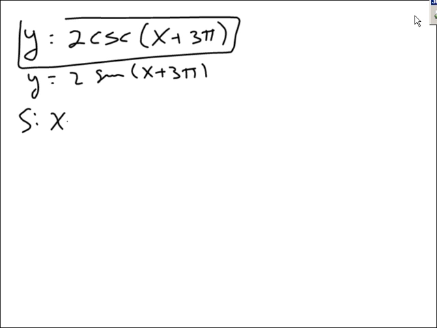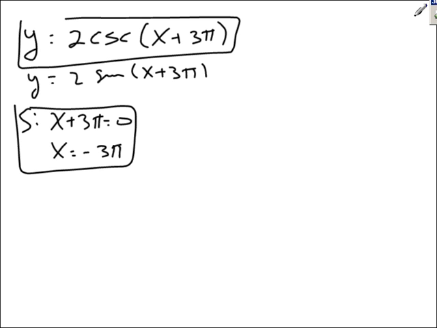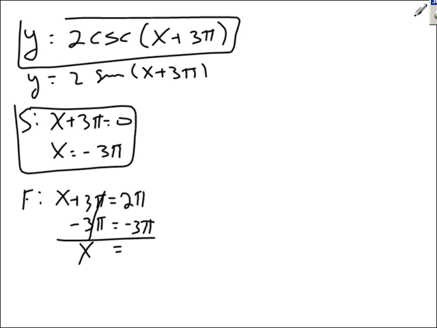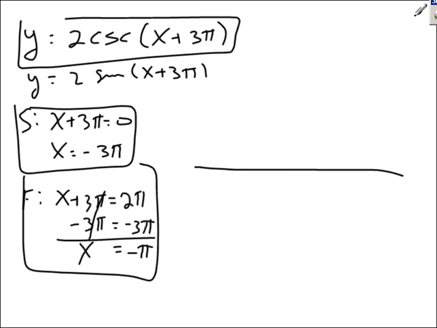We start when the angle is equal to 0. When x is negative 3 pi, that's where we start. And we finish when the angle, x plus 3 pi, equals 2 pi. You take away 3 pi from both sides. The left side gives you x. 2 minus 3 is negative 1, negative 1 pi. So we have the start and the finish, and it's the sine graph. I could have drawn it first. Make believe I did. There's your sine graph.